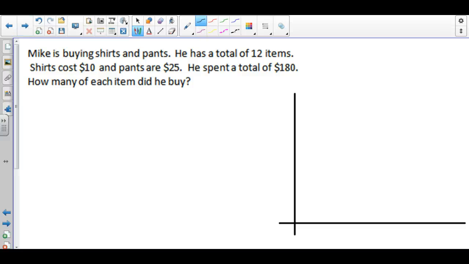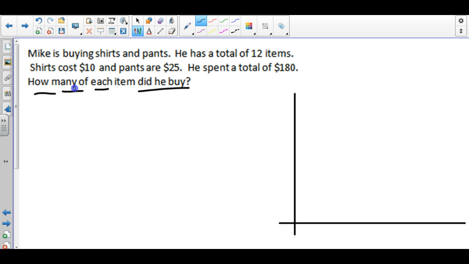So Mike's buying shirts and pants. He has a total of 12 items. Shirts cost $10, pants are $25. He spent a total of $180 on all of his 12 items. How many of each item did he buy?